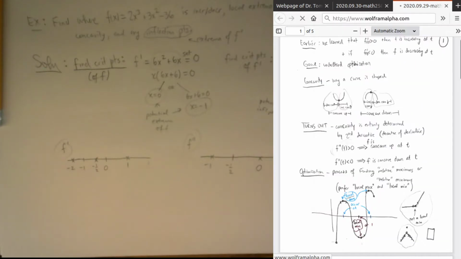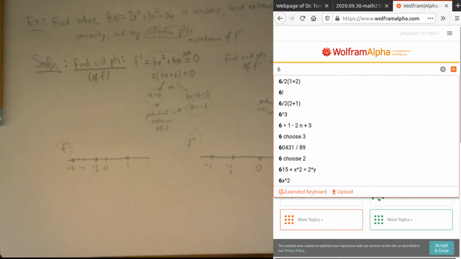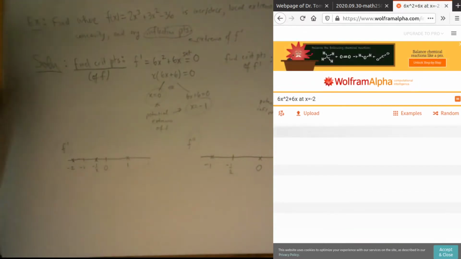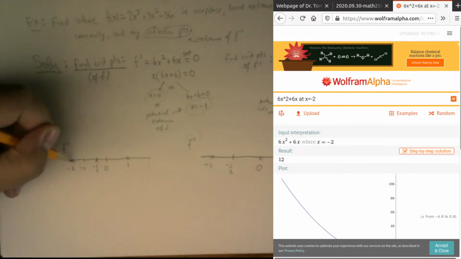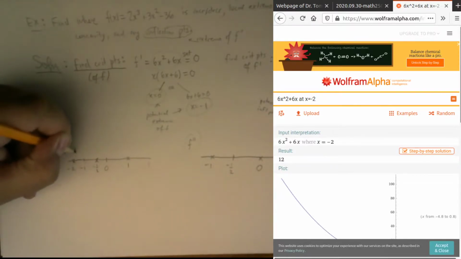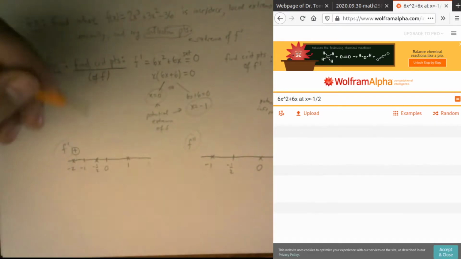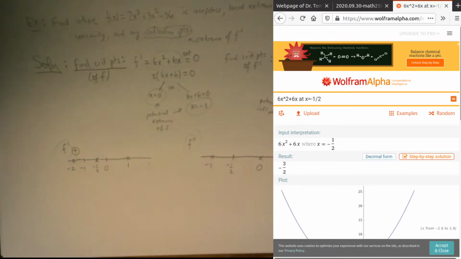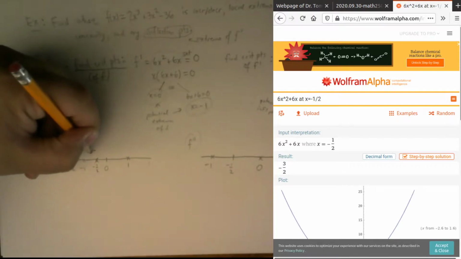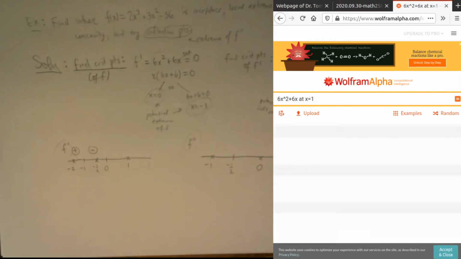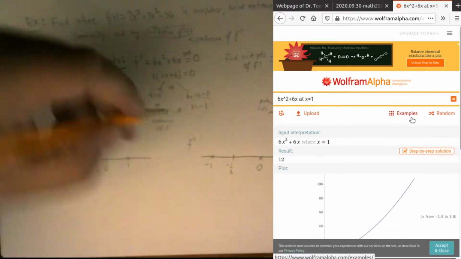So I recommend using Wolfram Alpha, and I'll type in here my f prime. And then I'll just say at x equals minus 2, okay? Because this will tell me about this test point. Now you see I got 12. Now all I care about is the sign of that point. So I got a plus there, okay? Now my next test point, not my critical point. I know at the critical point it's 0, right? I solved for 0. But the next test point I got a negative. And then at the next test point of 1, I ended up with positive again.